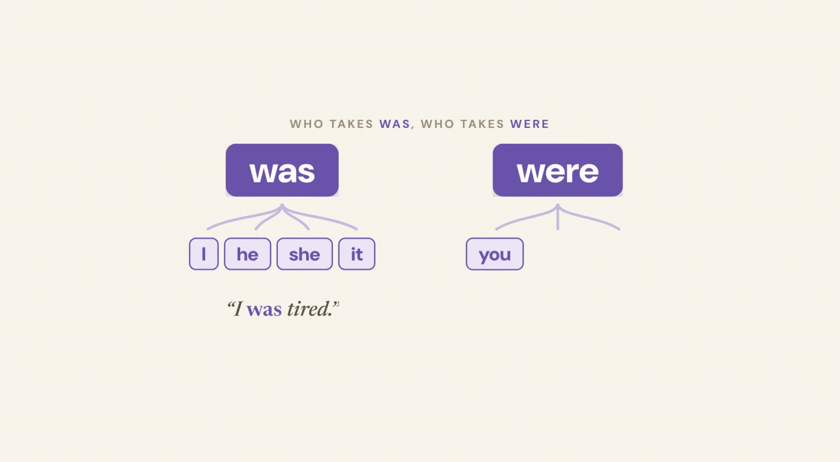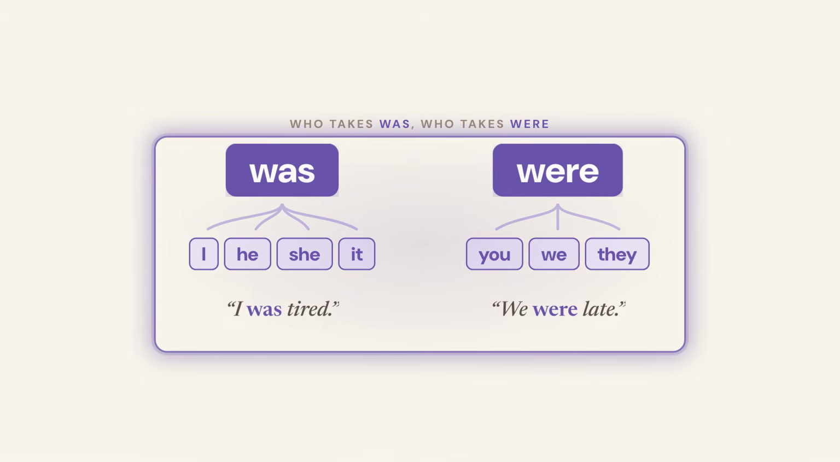Use was with I, he, she, and it. I was tired. She was happy. It was cold. Use were with you, we, and they. You were right. We were late. They were here. It's okay if you forget the others, but this verb is used in almost all conversations, so make sure you remember this. Now, we will look at some other important and common ones.